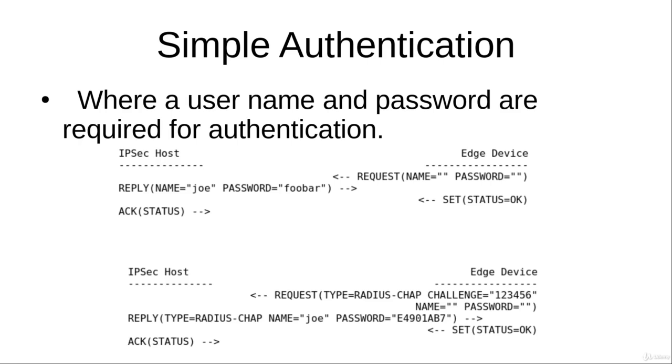Simple authentication is used when a username and password are required for authentication. We see here the edge device sends a request demanding the username and password. The host responds with its username and password in return in a reply message. The edge IKE gateway sends a status of OK indicating a passed authentication. The final message is an empty acknowledgement message from the connecting client.